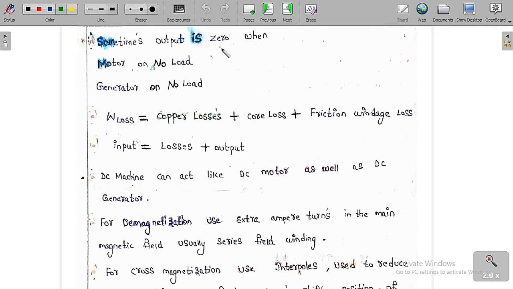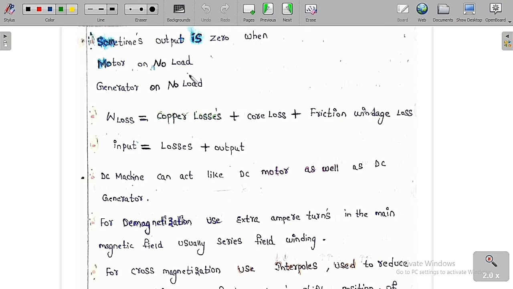Sometimes output is 0, when motor on no load or generator on no load. See, whenever motor is on no load, what is going to happen? As I have already told you, the amount of current drawn at the no load condition is nearly equal to 0. So output power is equal to EB into IA, it is nearly equal to 0. So therefore the output power is equal to 0.